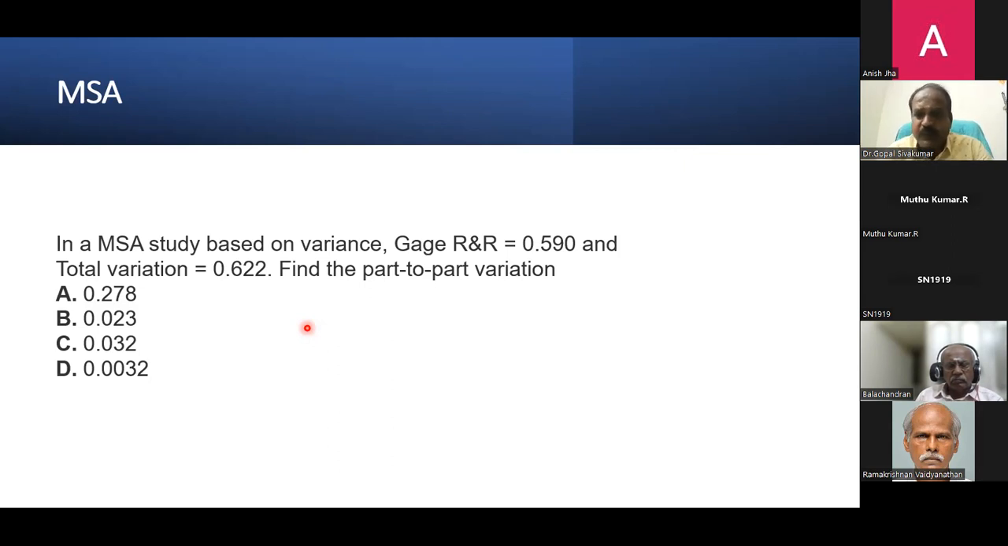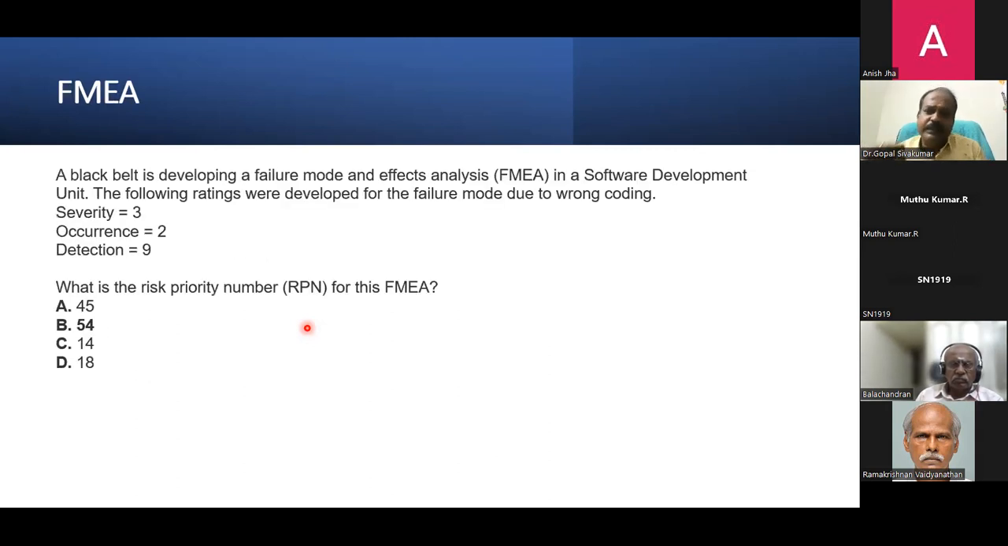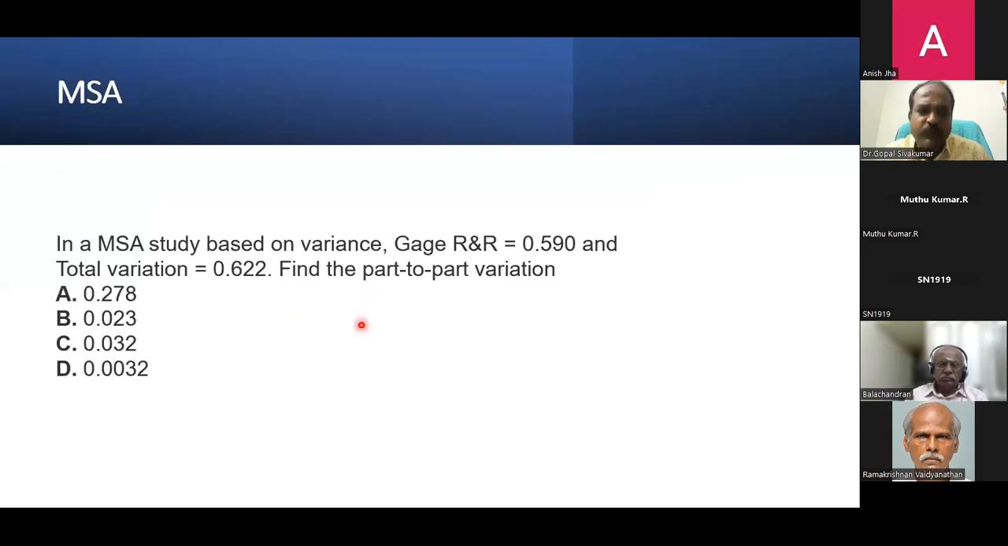Do you all understand the meaning of all the terms? Part-to-part variation, all of you know? And gauge variation is gauge R&R. So the gauge variation and the part-to-part variation, when I sum up, that will give me total variation. Now this equation will tally only in the variance table, not in the standard deviation table. You can check while going through the Minitab report. Now it is clearly mentioned the study is based on variance, so the equation will tally.